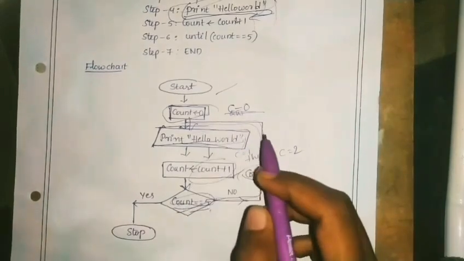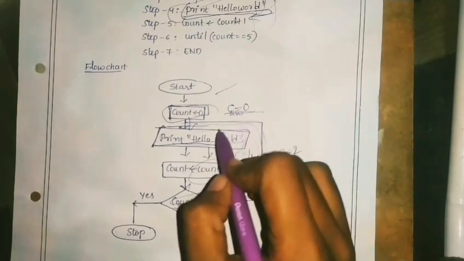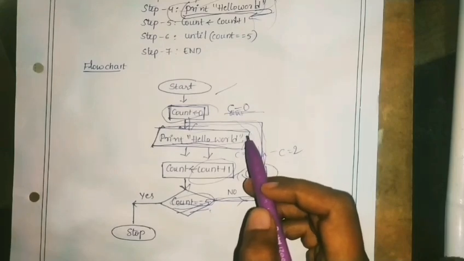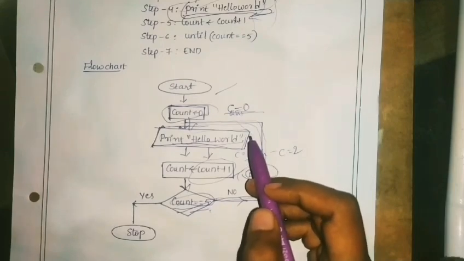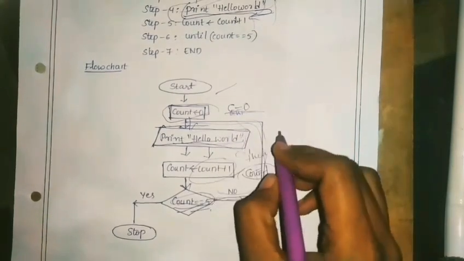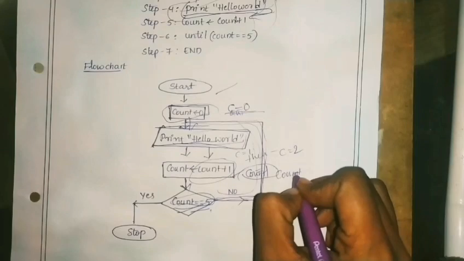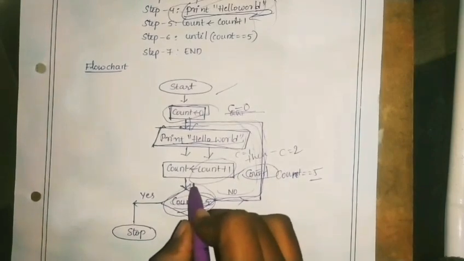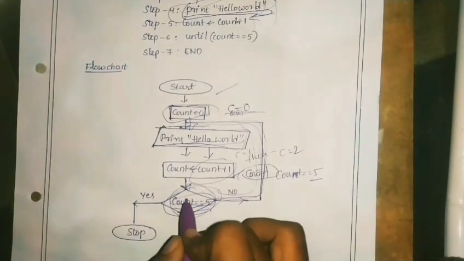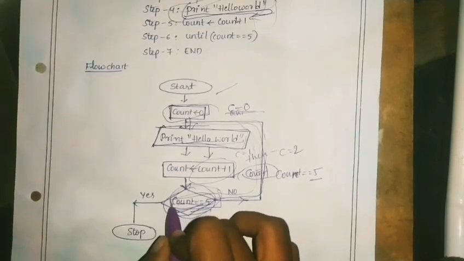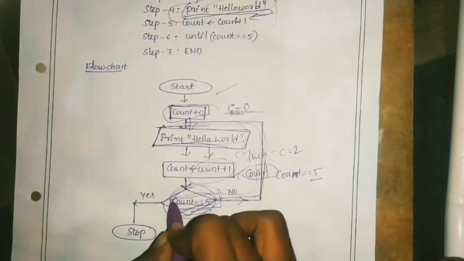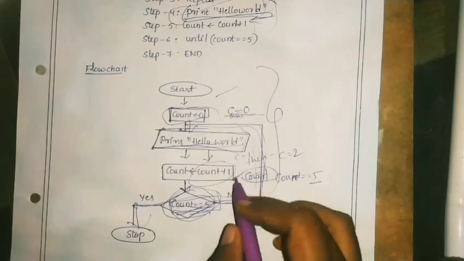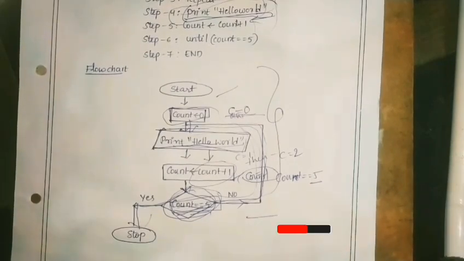If not, it repeats. Like this, it is a looping or iteration statement which performs the same task repeatedly until the condition is satisfied. After 5 times, when the count equals 5, it checks the condition, which is the selection or condition statement. If yes, after printing hello world 5 times, then it stops. This is the flow of control and the flowchart of printing hello world 5 times. Thank you.